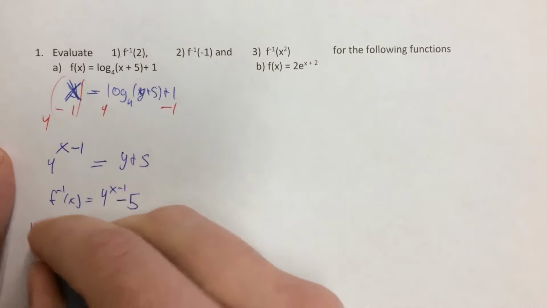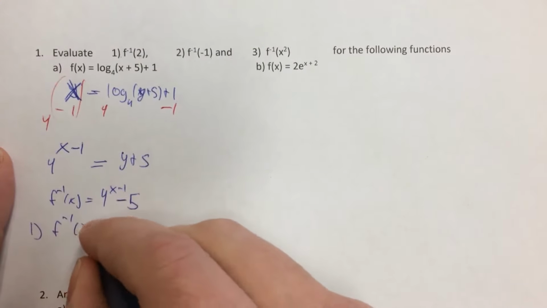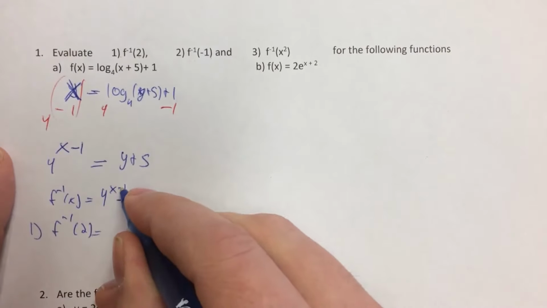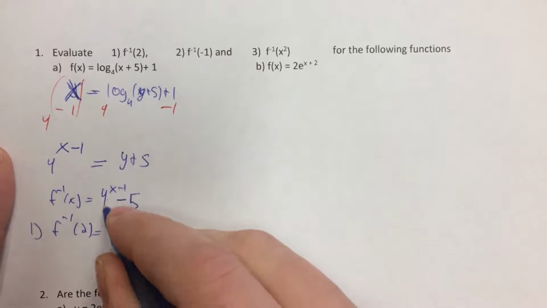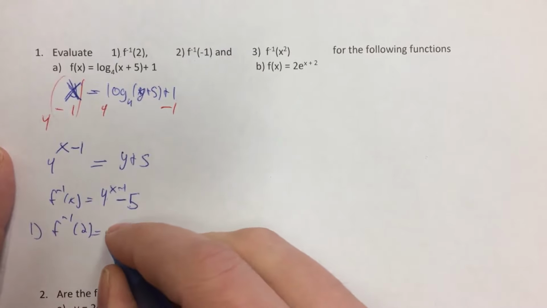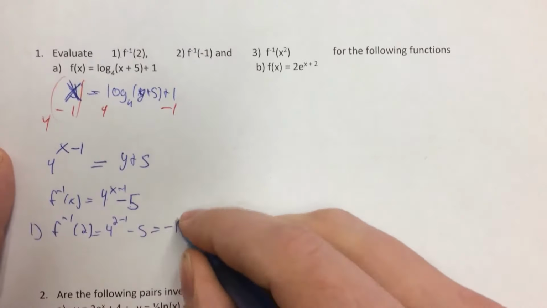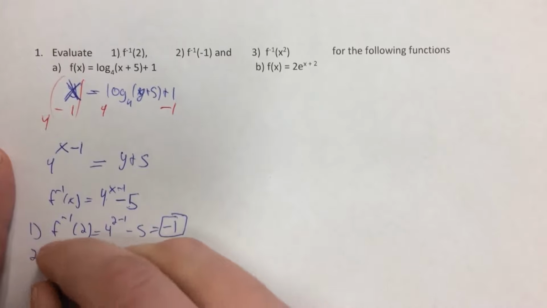It asks us to find f inverse of 2. So we're just going to plug in 2 here. 2 minus 1 is 1. 4 to the 1 power is 4. 4 minus 5 is -1. I guess I'll go ahead and plug it in before evaluating. This is -1. That is what f inverse of 2 is.